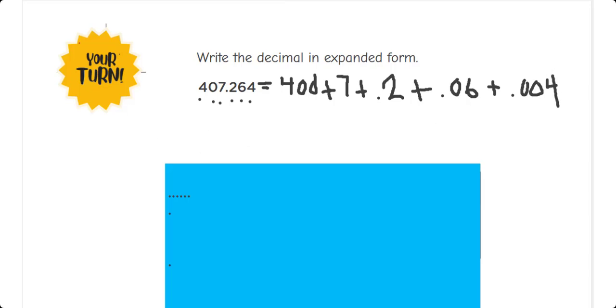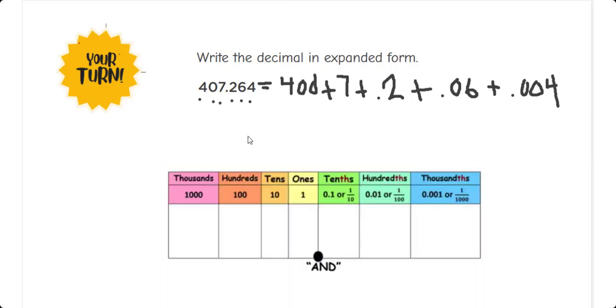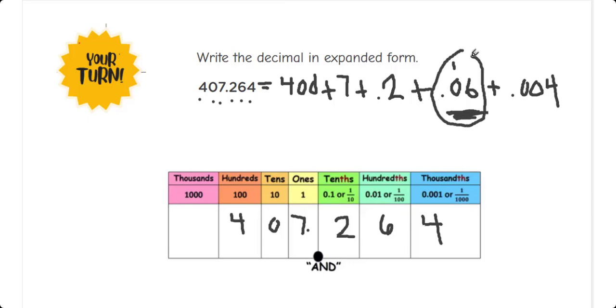Let's go ahead and delete the cover, and we'll plug it into our place value chart. We have 407 and 264 thousandths. So together, each number goes into the slots, but when you write it, again, I want to emphasize 6 hundredths looks like that. You have to recognize that by itself, there's nothing in the tenths place, okay?